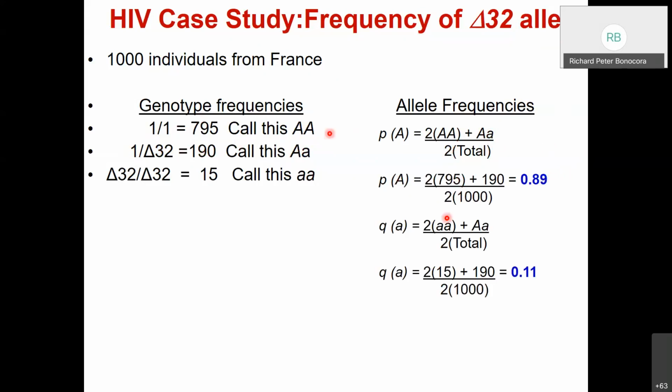We can go through and calculate this. We can either subtract or we can go through the calculation. I went through the calculation here. Again, counting up all the homozygous recessive individuals times 2 to get the number of alleles, plus again, the heterozygous individuals come into play here, divided by 2 times the total number of individuals, and we get 0.11 frequency or 11%.